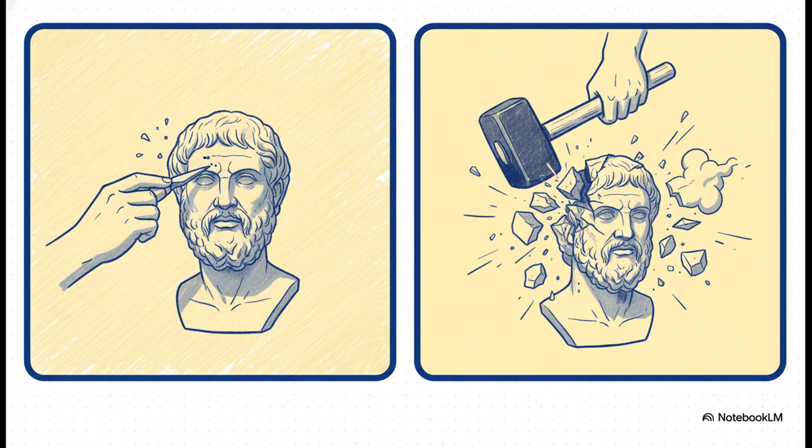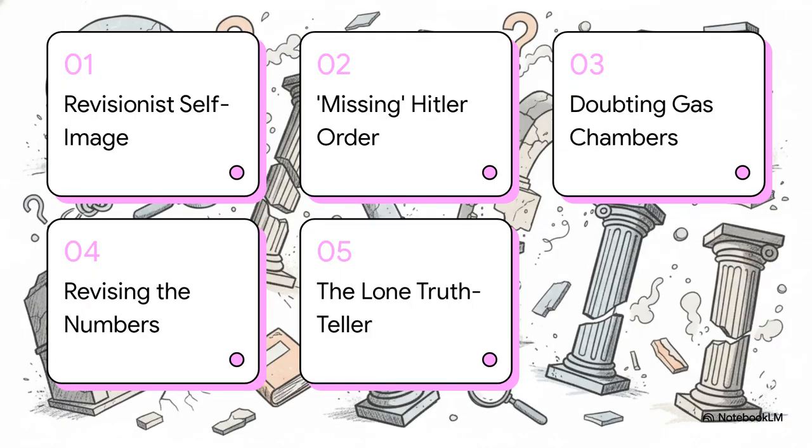But a denier shows up with a sledgehammer, ignores the facts completely, and just smashes the marble to create a shape that they wanted all along. David Irving presents himself as the sculptor, but as we're about to see, his methods, well, they look a lot more like the sledgehammer.